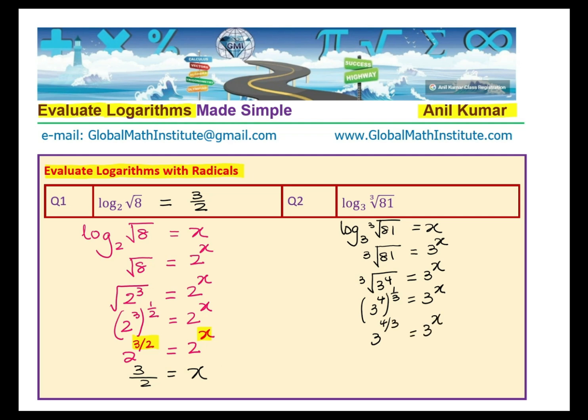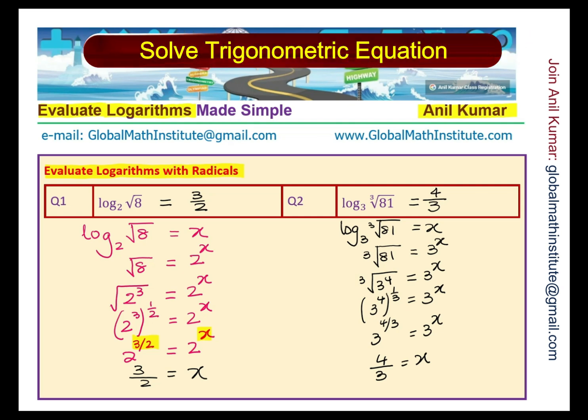And that gives you the value 4 over 3 for x, correct? So that means log to the base 3 of cube root of 81 should be 4 over 3, right? So I hope that makes sense, right? So that is how we actually solve such questions. I hope the steps are absolutely clear.